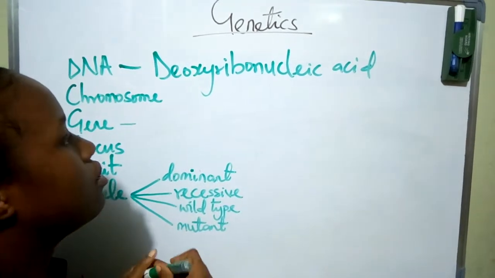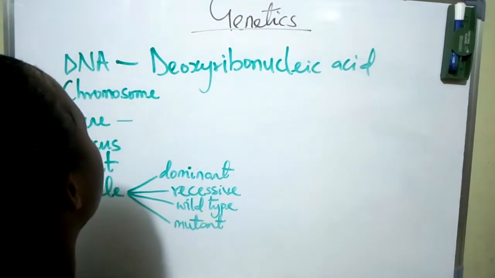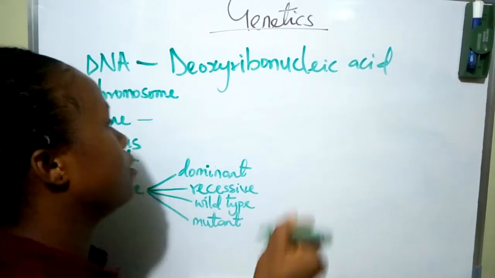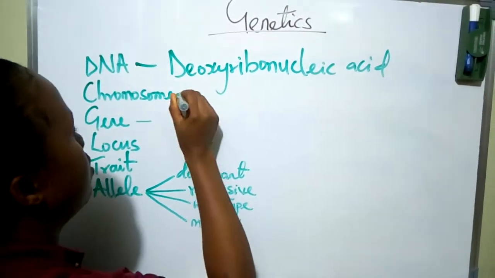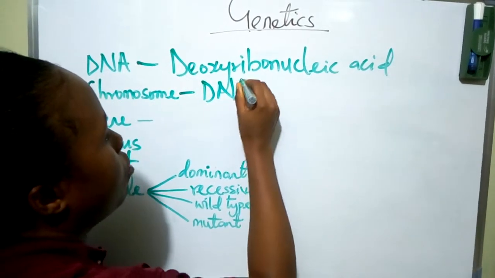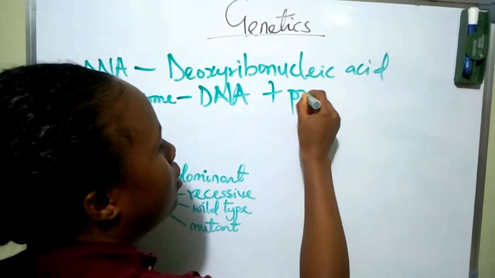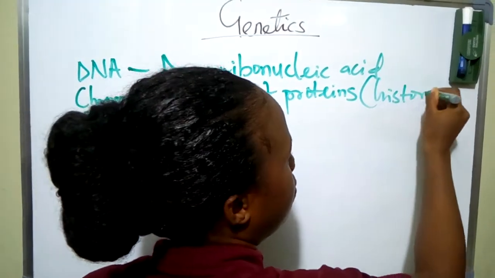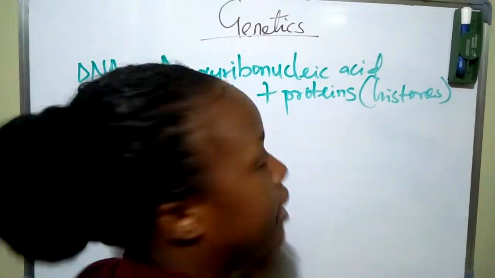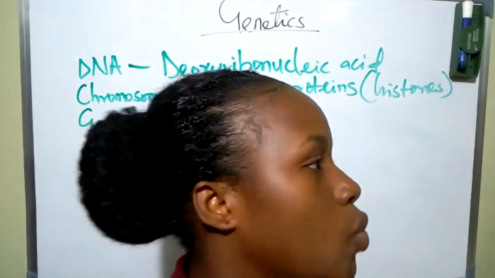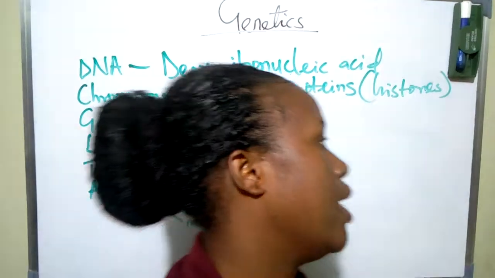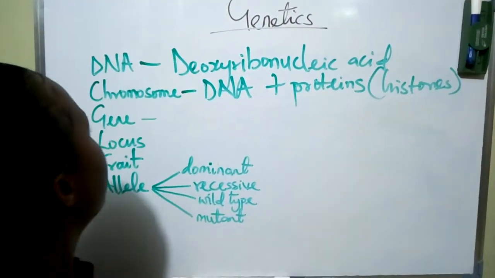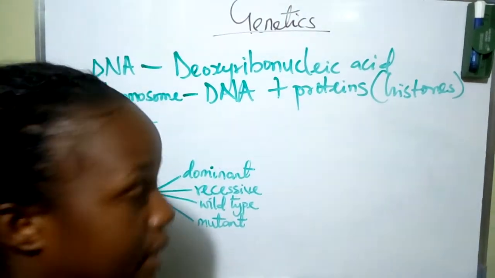So this DNA comes tightly packed with histone proteins to form chromosomes. That is, chromosomes are essentially DNA and proteins called histones. And in humans, we have 23 pairs of chromosomes, or 46 if you count them individually. So all these chromosomes come in pairs, like I said.